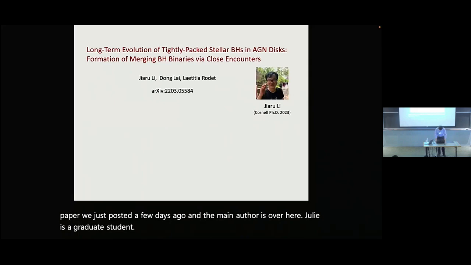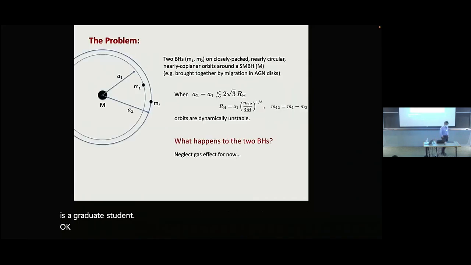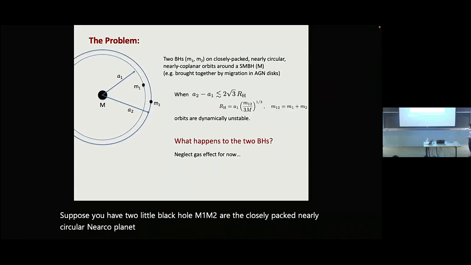Okay, so here's the problem I want to talk about. This is well defined. Suppose you have two little black holes, M1 and M2, on a closely packed, nearly circular, nearly coplanar orbit around a supermassive black hole, right? They could be brought together by migration, right?